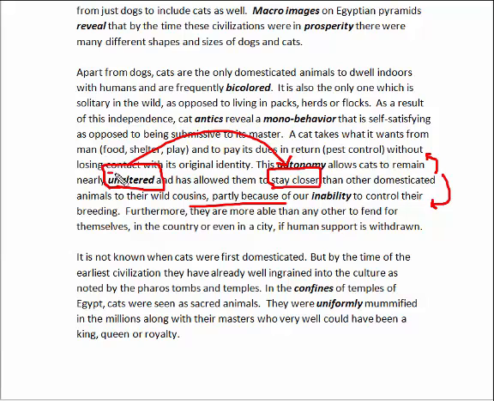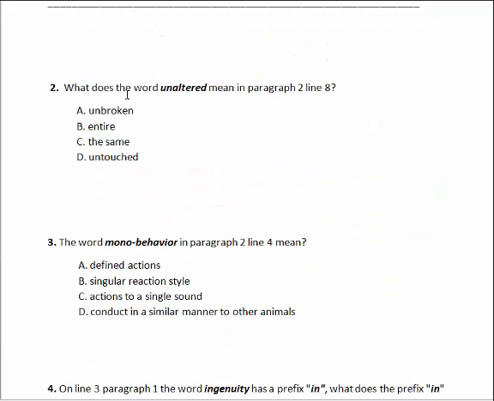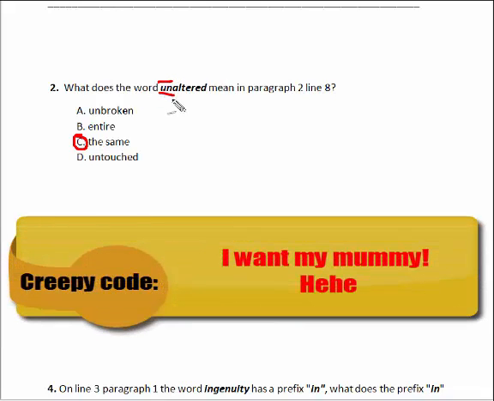Then we see the prefix un means to do, like to undo it, the opposite. If you're going to alter something, the root word altered is changed. So when we unchange something, we're going to unalter it. We're looking for an answer choice that says something close to that. When we scroll down to number 2, unbroken, entire, the same, or untouched. When it's unaltered, it is going to stay the same. So C is going to be the closest of the answer choices. Prefix un means to do the opposite, to undo something. Let's go ahead and take a look at 3.